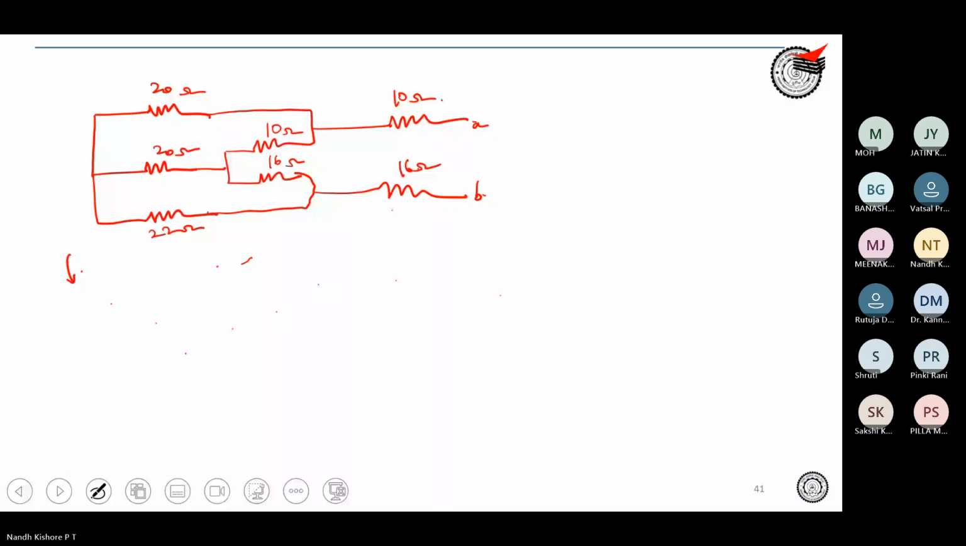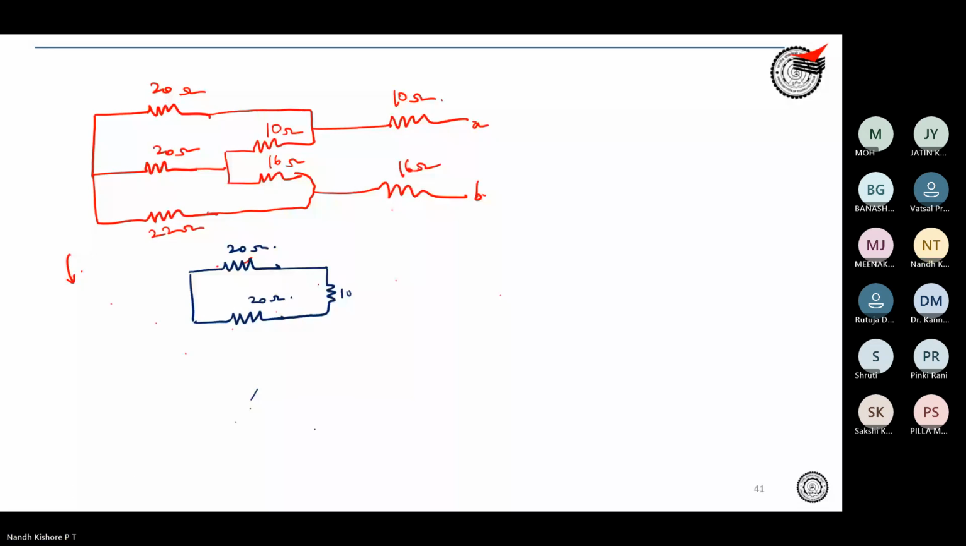So 20, right? And I'm having a 20. So this 10 ohm, I'm redrawing it vertically. This is 10, right? And I have 10 ohm. And this 16 ohm, again, I am redrawing it vertically. I am having 16 ohm.